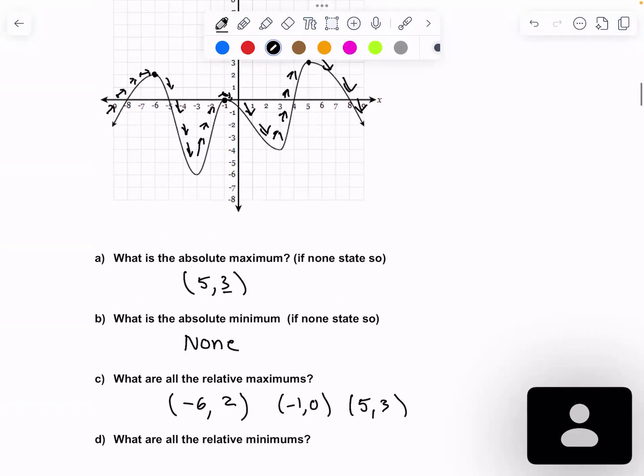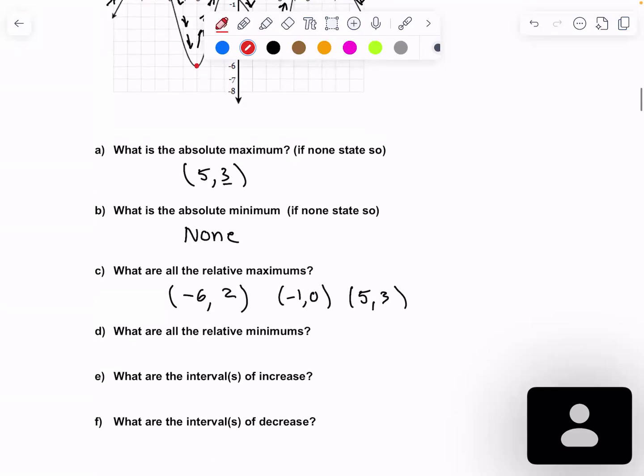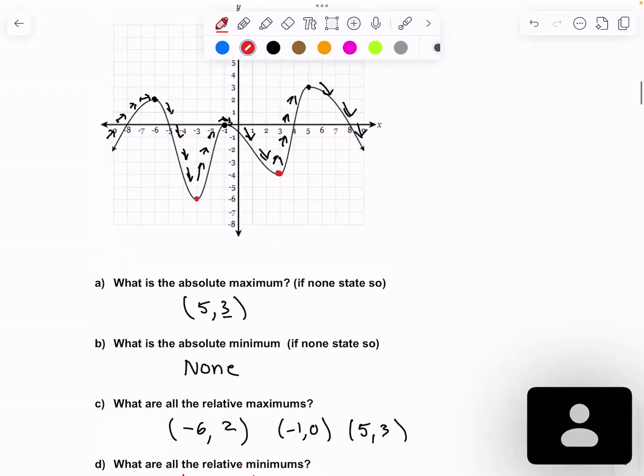And then you can see the lowest points in the area would be these guys, this one and this one. That's a min because it changes from decreasing to increasing, exactly the opposite of the other one. So that would be the point (-3, -6). And then the second point would be (3, -4).